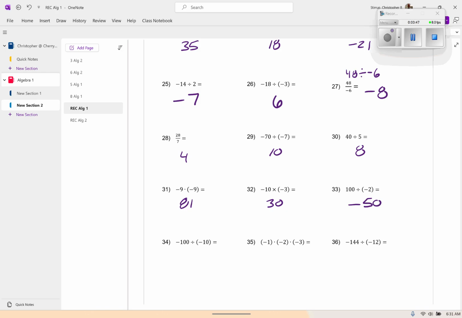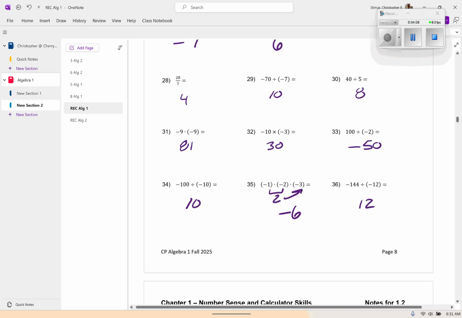2 negatives dividing is going to give you positive. So 100 divided by 10 is 10. And then now we have multiples. So -1 times -2, that's going to give me +2. And then +2 times -3 is going to give me -6. Negative divided by negative is positive. 144 divided by 12 is 12.